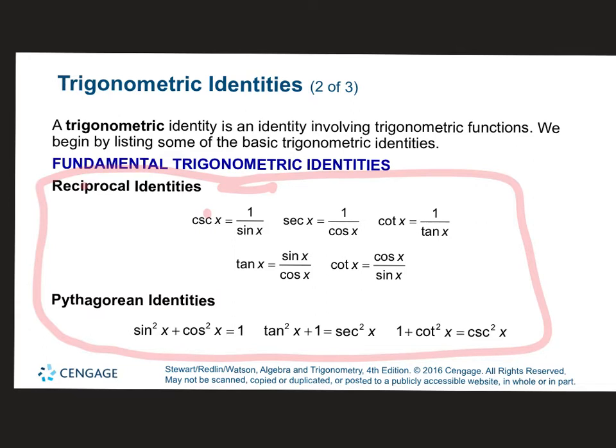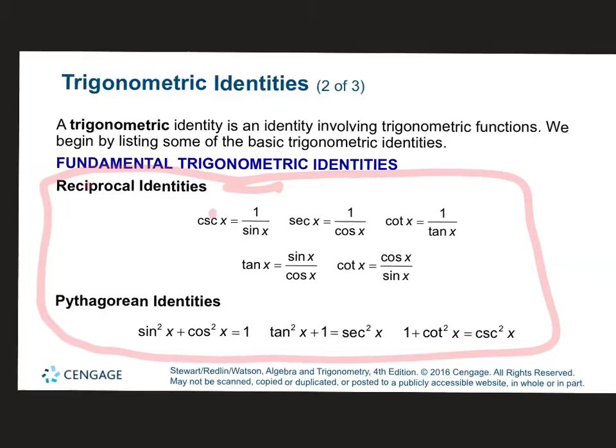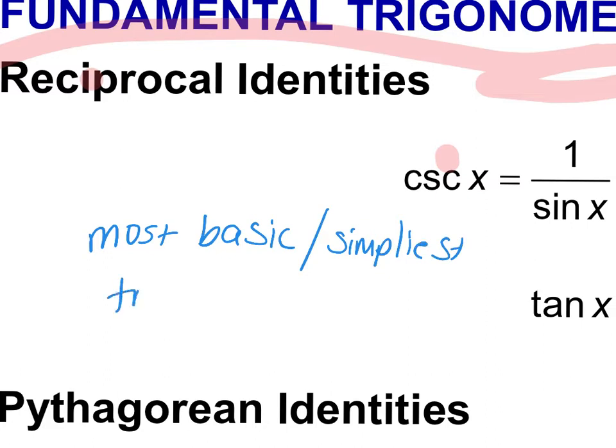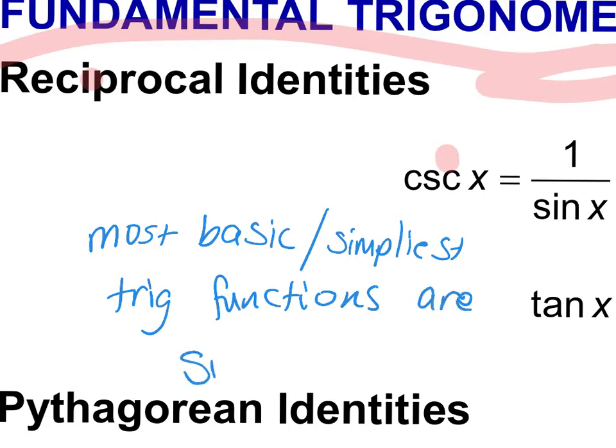What you need to understand and remember, write this down, is that the most basic trig functions, or simplest trig functions, are sine and cosine. Keep that in your mind. When you are trying to simplify or when you're trying to prove one thing, you want to try to turn things into sine and cosine. You'll see what I mean by that in a second.